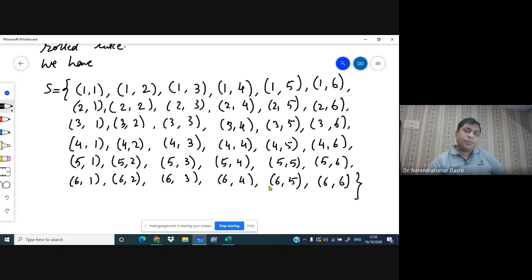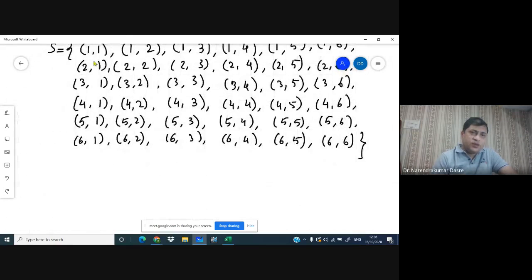So this way we are able to get the list of all possible observations. This is a list of all possible observations when two dice are rolled, or a die is rolled twice. The observations are going to be the same. And you can see how many observations are there.